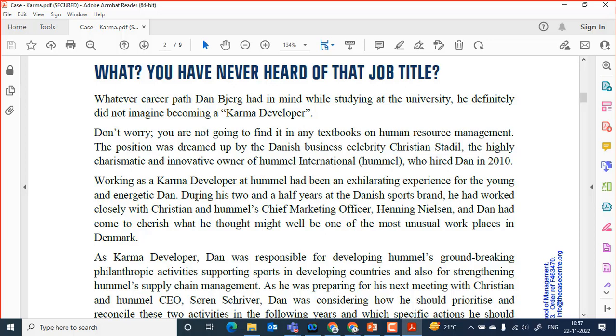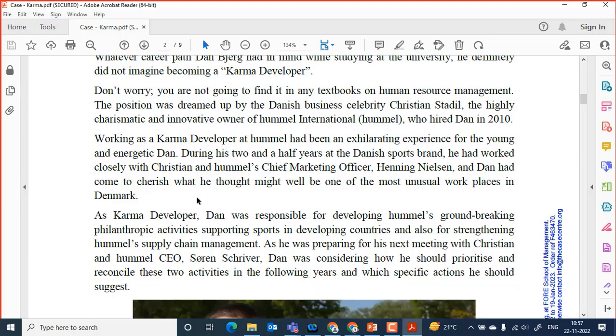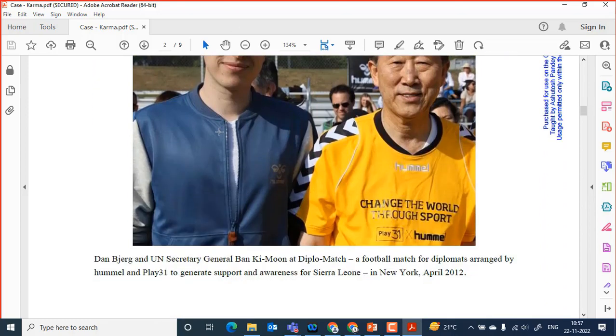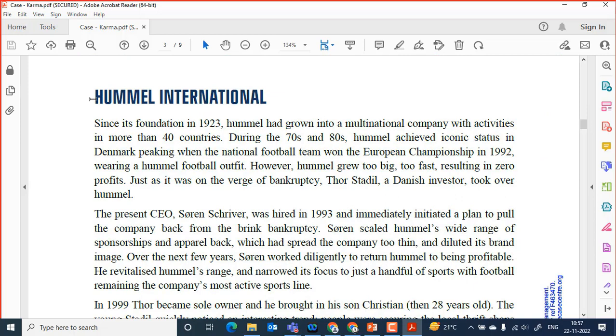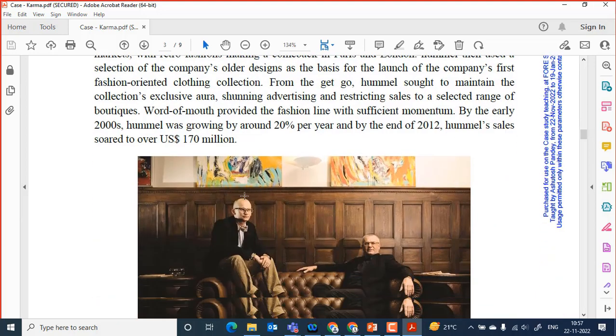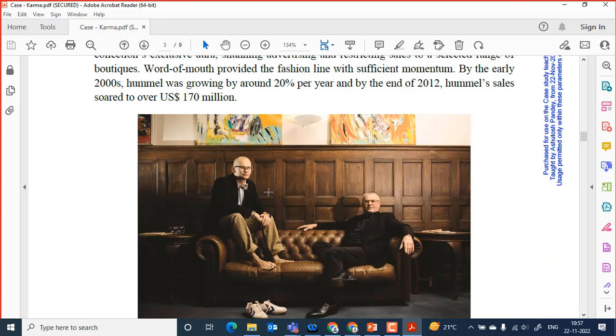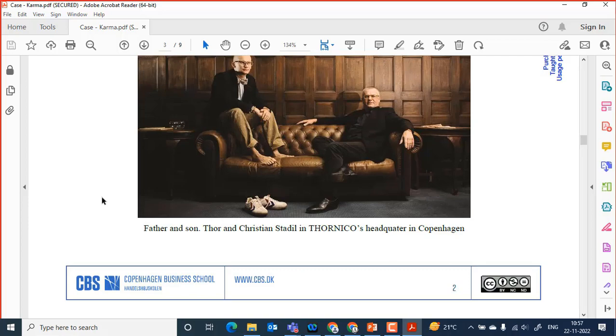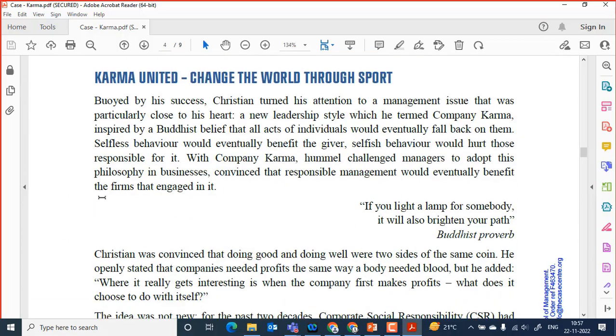I'm not going into detail, but if you go through it, you can find a protagonist here, the person who is known as the protagonist. Then they have explained the details in the first introduction part, and then about the company Hummel International. They have explained past, present, and future in this overall paragraph, along with many pictures which you are seeing. These are put at the end of the case as exhibits. Then Karma United, changing the world through sport.